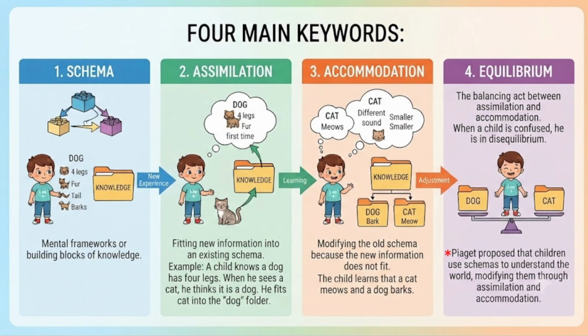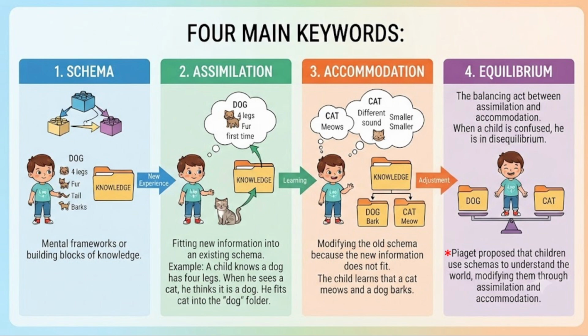To understand how children think, let us know the four main keywords which Piaget has used in his theory. These words are schema, assimilation, accommodation, and equilibrium. Schema is the mental frameworks or building blocks of knowledge.